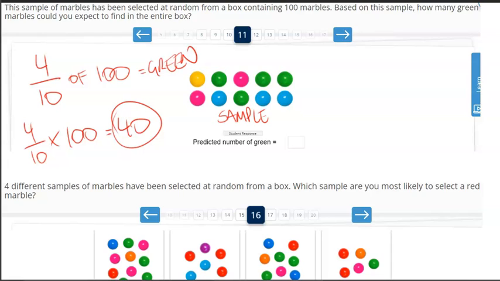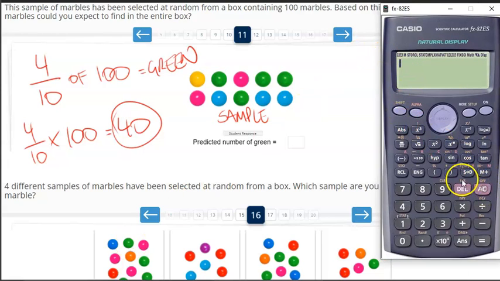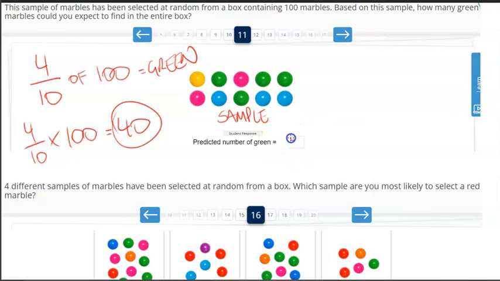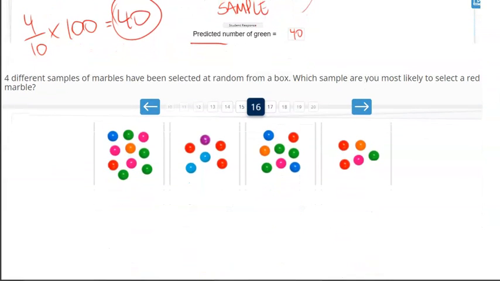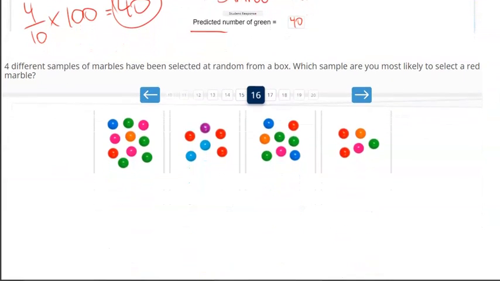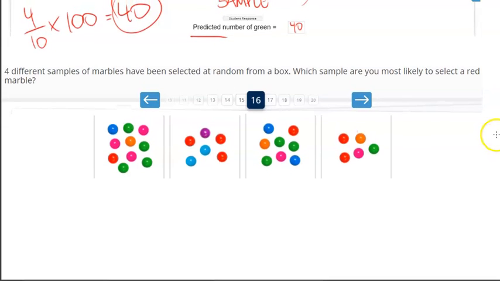But just to make sure, all you'll need to do is 4/10 multiplied by 100. And this will spit out 40. So the predicted number of green is 40. Now remember, this is just a prediction. We have no idea. We can only rely on the sample of experiment we just conducted. Alright, last question, before you guys tackle these set questions from the skill.